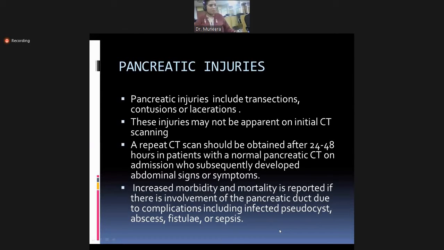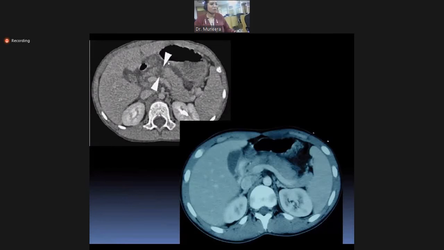So this is a CT scan in which you can see these two arrowheads indicating the transection at the head of the pancreas, which also involves the duct of the pancreas. This is also a CT scan. This is the pancreatic duct, and this is the injury at the level of the neck of the pancreas.